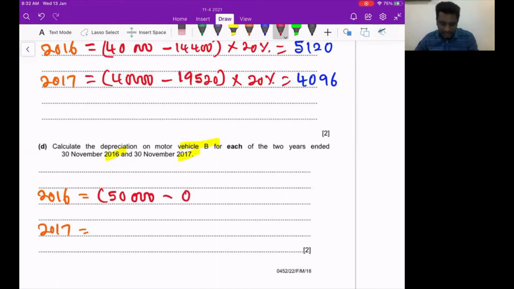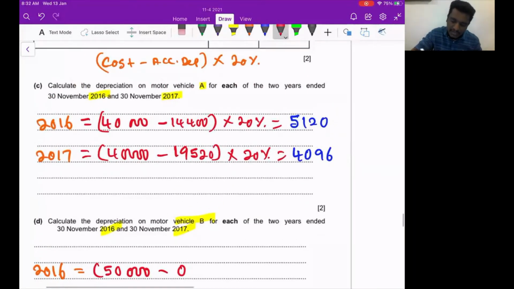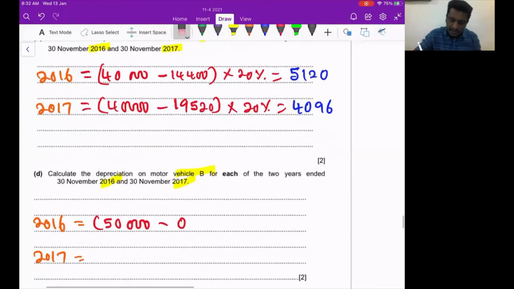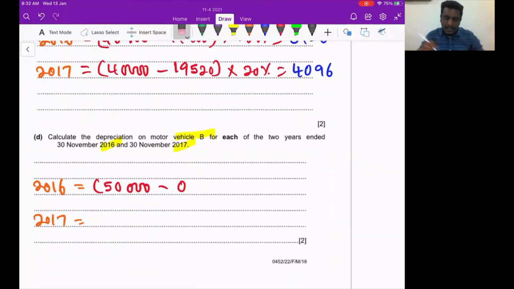Why am I saying it's 0? Because this is the first year. Now only you're going to calculate depreciation for motor vehicle B. It's different for motor vehicle A, because last time we already bought motor vehicle A, so it has a balance of accumulated depreciation. But motor vehicle B, only this year we bought it, so there's no accumulated depreciation. So 50,000 minus 0 times 20%. So 50,000 times 20%, I get 10,000.